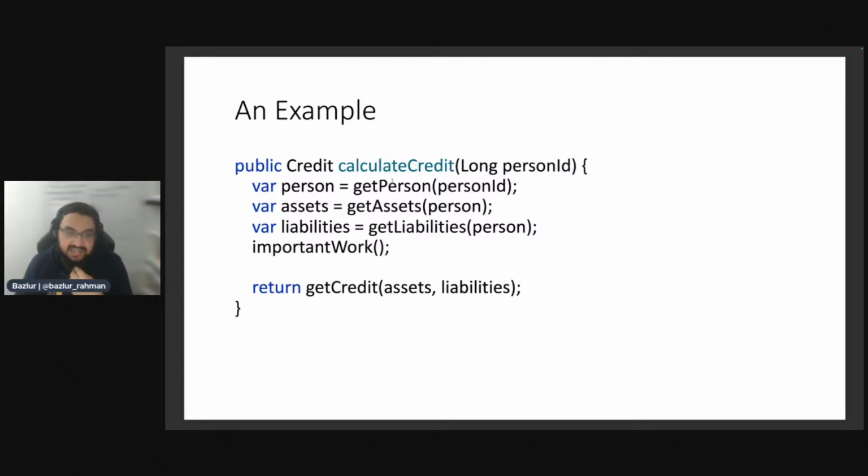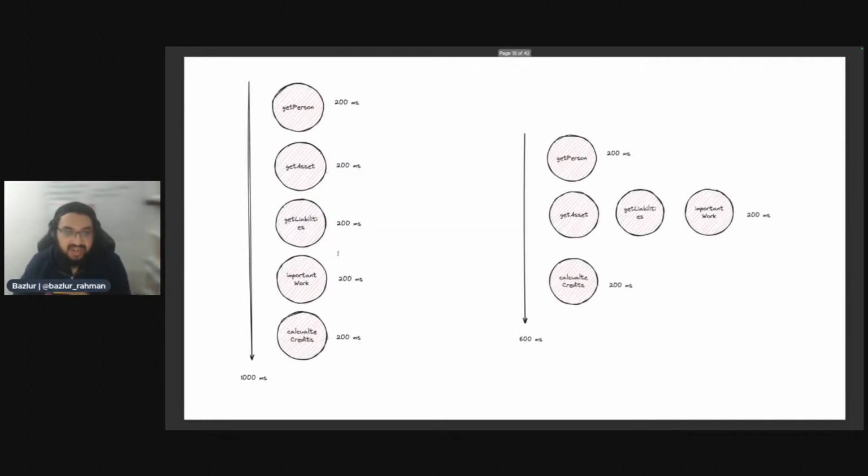Let's say the first one is get person; it goes to the database and waits over here. So this thread is waiting here, and in the second call, third call, fourth and fifth as well. If we calculate the time duration, let's say each of them takes 200 milliseconds, then the whole thing will take 1,000 milliseconds. That's a lot of time. And meanwhile, the thread was idle for a significant amount of time.